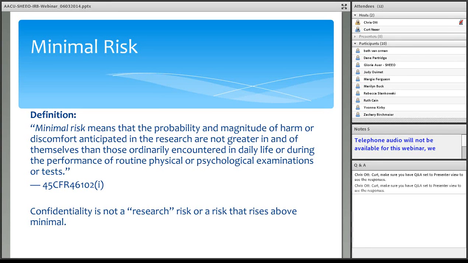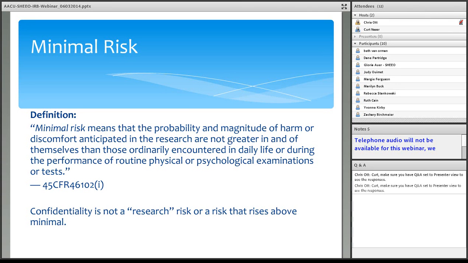So there are 4 criteria that must be met. First, it has to be minimal risk. So if it meets the definition of minimal risk, then you have the possibility of waiving informed consent. It's the third criterion here that's the most important. The second one is actually just a rehash of what the regulations are about. But the third one is the key. The research could not practically be carried out without the waiver or alteration.